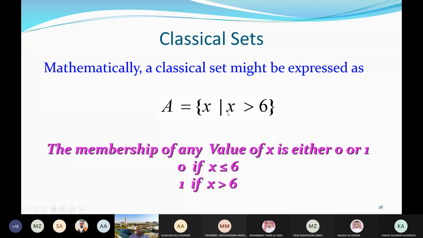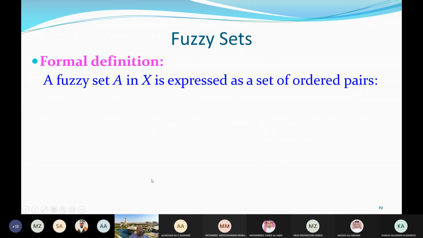A classical set is mathematically defined as such: A equals the numbers x where x is greater than 6. So the membership of any value of x is either 0 or 1. If x equals 2, the degree of membership is 0. If x is greater than 6, the degree of membership is 1. So you can see the hard limit here.